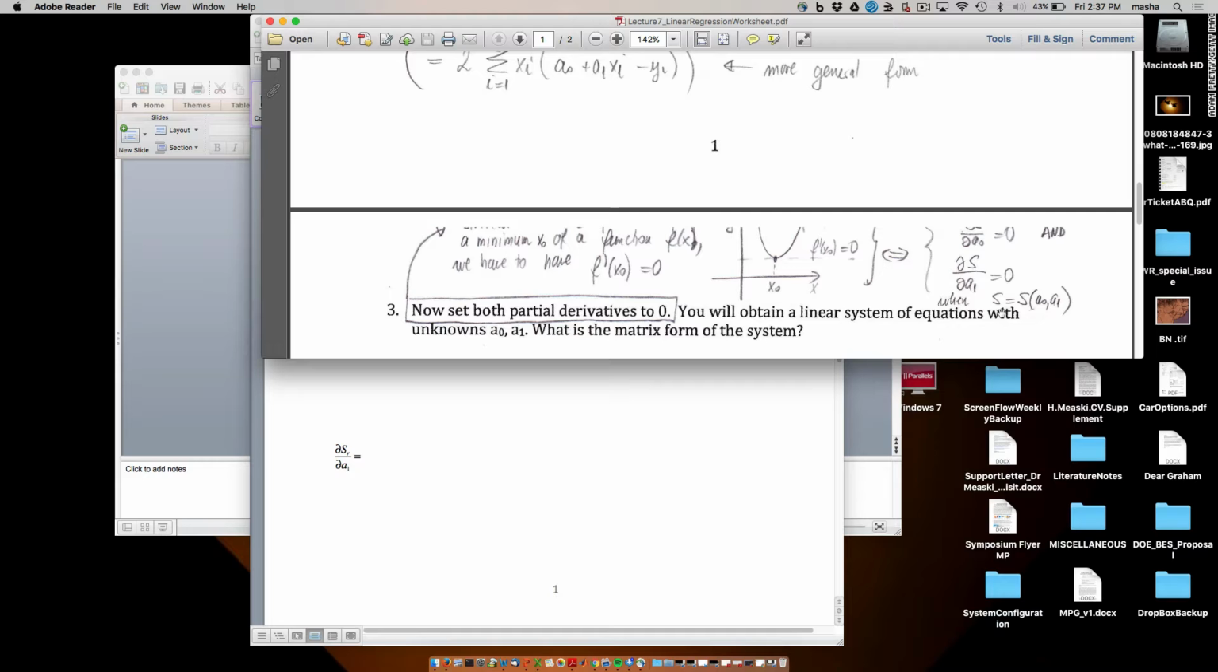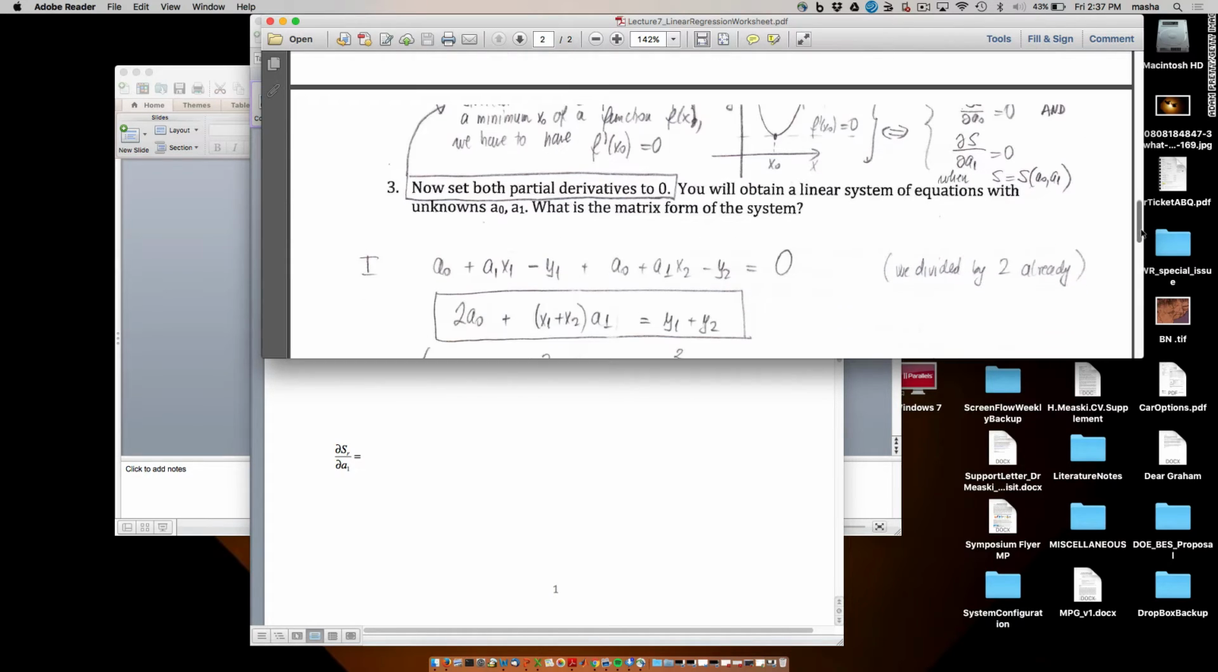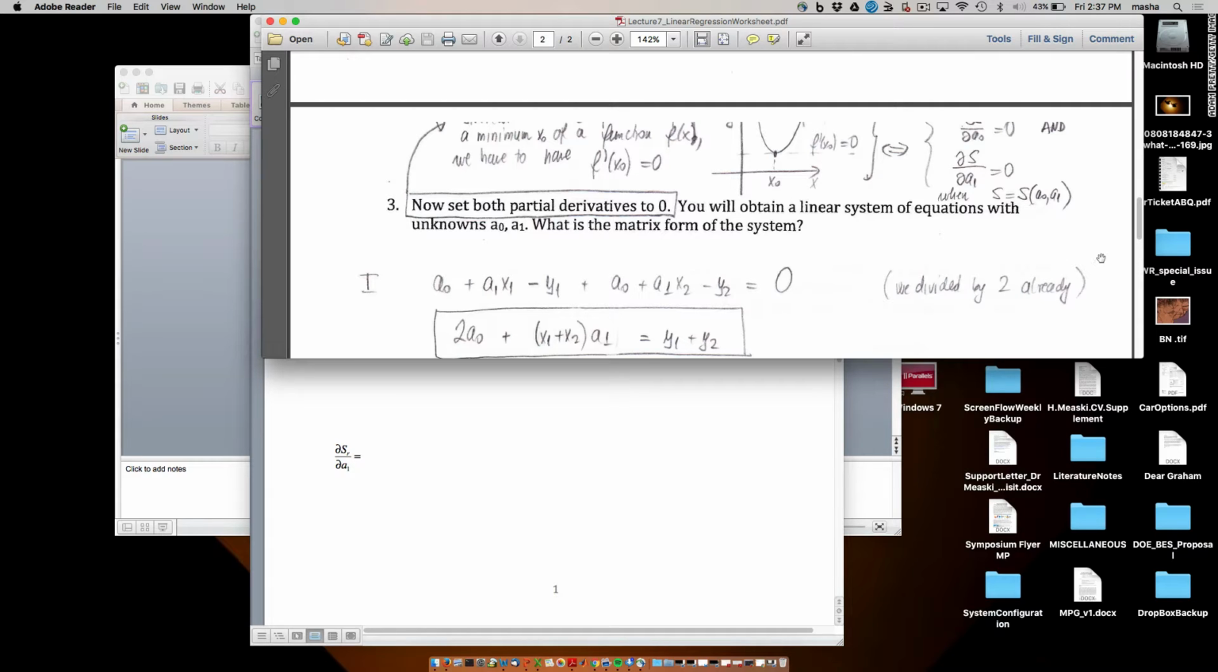So for the second one, I need A0 times something. This is okay, yeah, that's your first equation. So just in case, this is how your first equation should look.